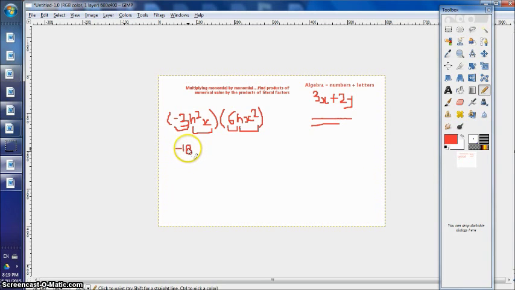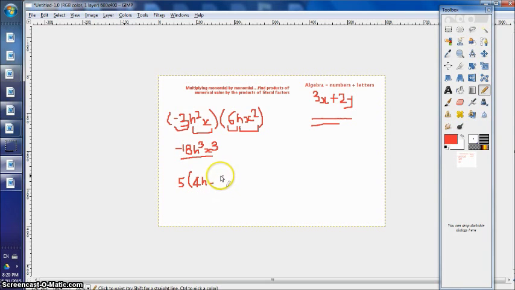So when we're multiplying the numbers, this is going to be negative 18, okay, 6 times negative 3 is negative 18. H squared into h is h cubed, and this is x cubed. Okay, so negative 18 h cubed x cubed is my final product of these two algebraic expressions.